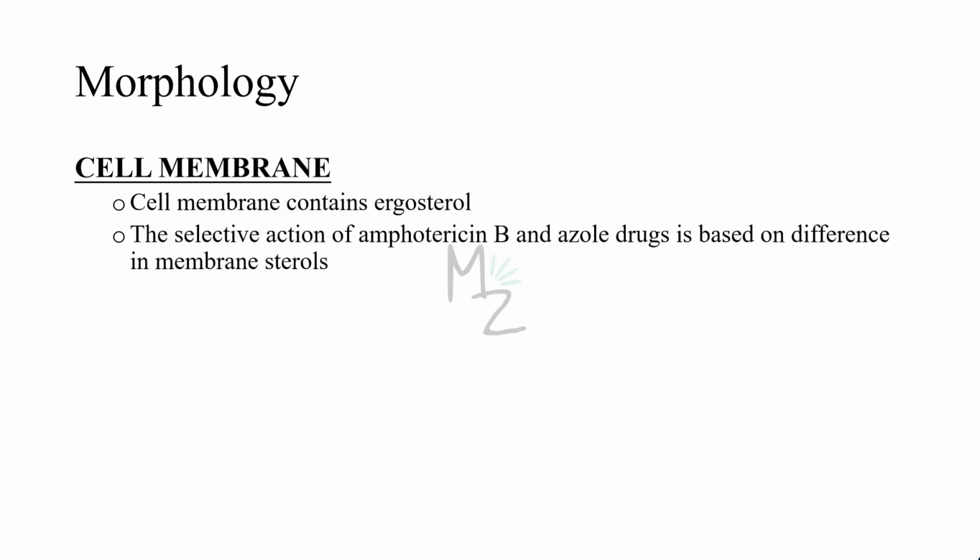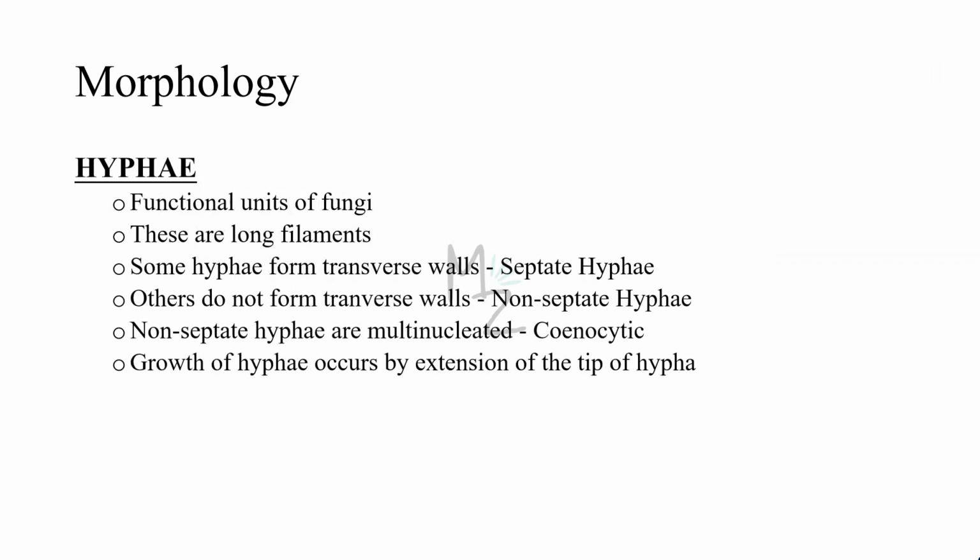Next in the list is the cell membrane. The fungal cell membrane contains ergosterol, in contrast to the human cell membrane, which contains cholesterol. The selective action of amphotericin B and azole drugs such as fluconazole and ketoconazole on fungi is based on this difference in membrane sterols. The third thing in the list is hyphae.